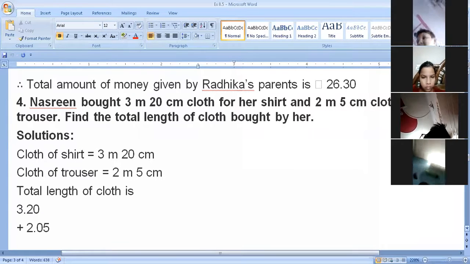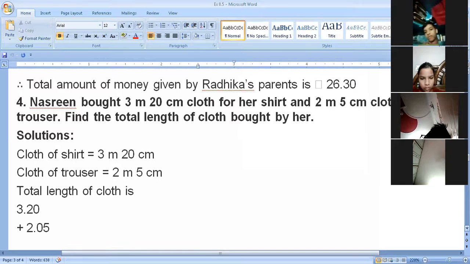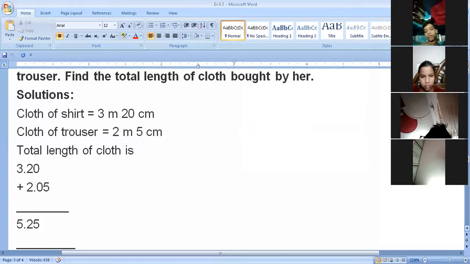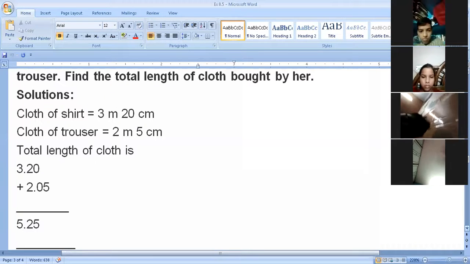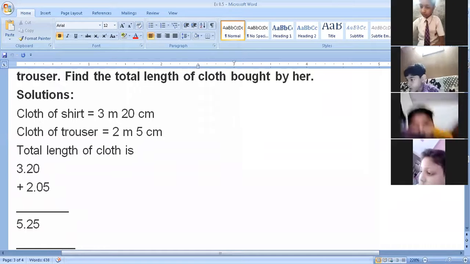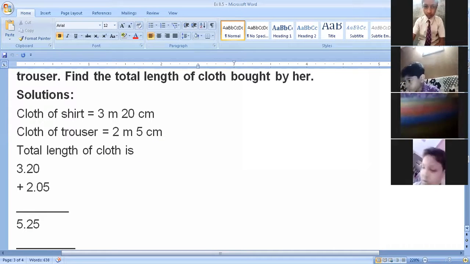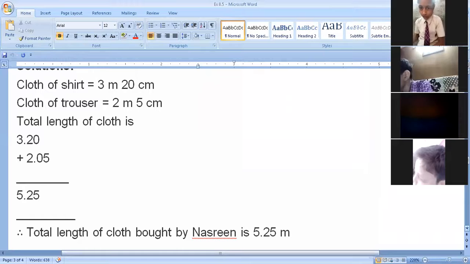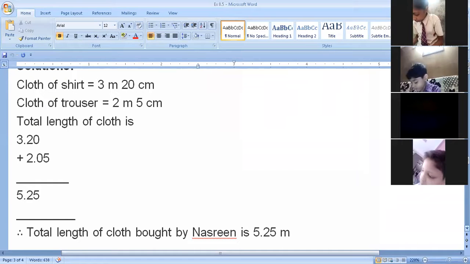Aradhya, Charvi, Tanishq. 5.25 is the correct answer. That's right. 5 meter 25 centimeter, 5.25 meters. Both our answers are correct. Rayan Azhar Khan, Chehak Agarwal, our answers are absolutely right. We are going to add the numbers here. So total length of the cloth bought by Nasreen is 5.25 meters. Clear, children?